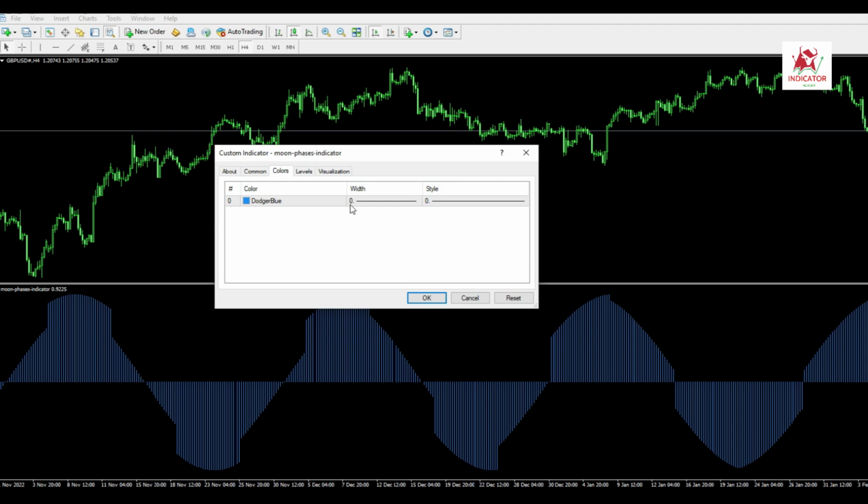Moon phases indicator in forex is a tool that traders use to track and analyze the phase of the moon and its impact on the market.